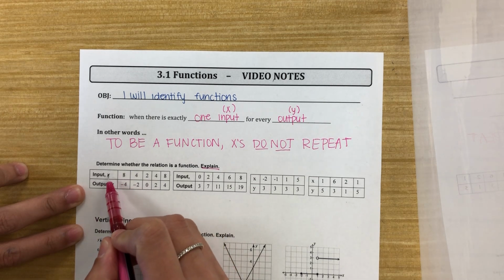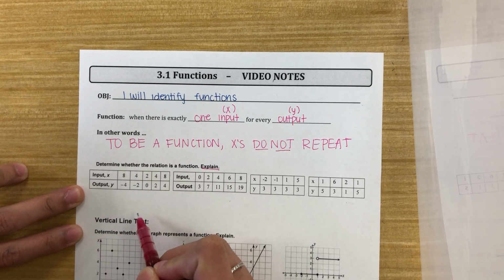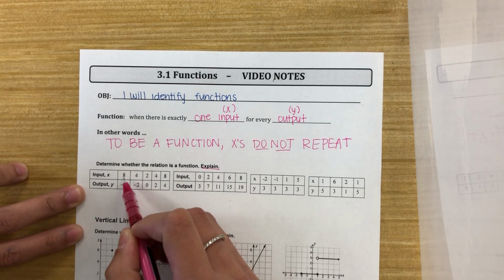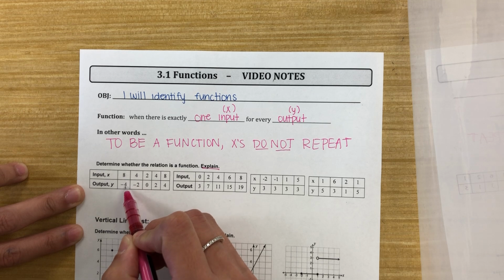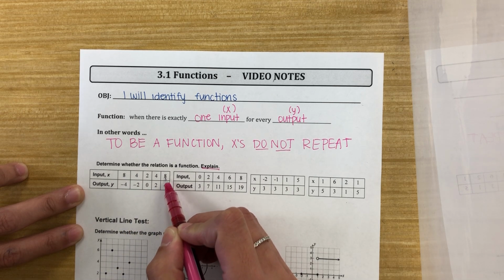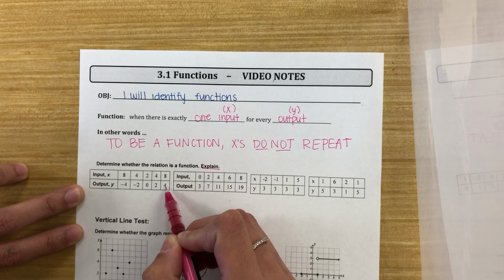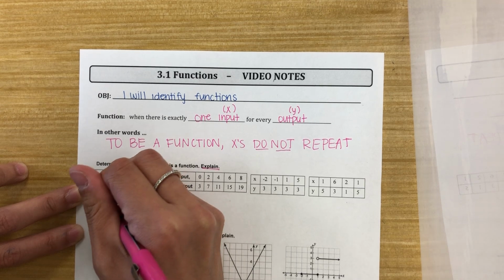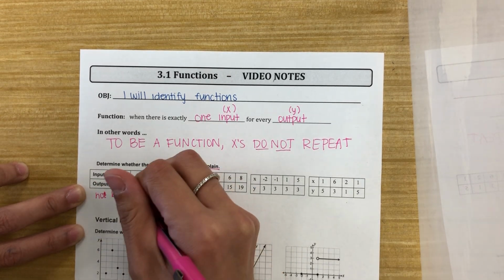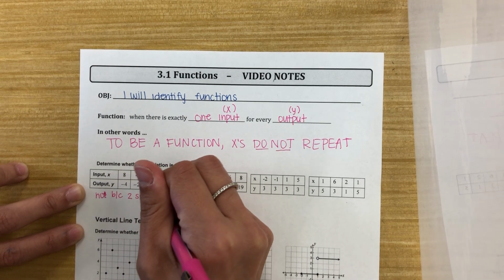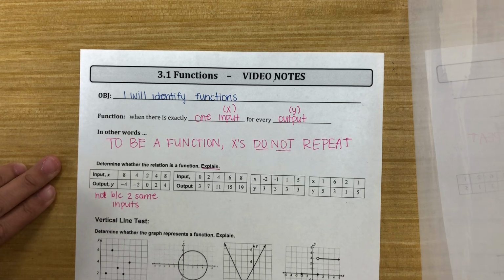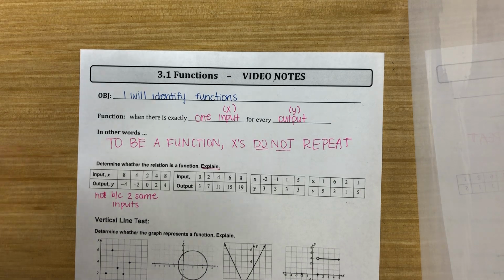So we have our inputs, x's: 8, 4, 2, 4, 8. And then our outputs. Remember, you have one input for every output. Do you see how this input of 8 goes to the output -4, and the same input of 8 goes into the same or a different output of 4? Okay, so this is not a function because really you have two of the same inputs. Or you can say because your x's repeat. Or you could say because there is not one input for every output. It doesn't matter what you write as your reason why, but you have to write something that makes sense.